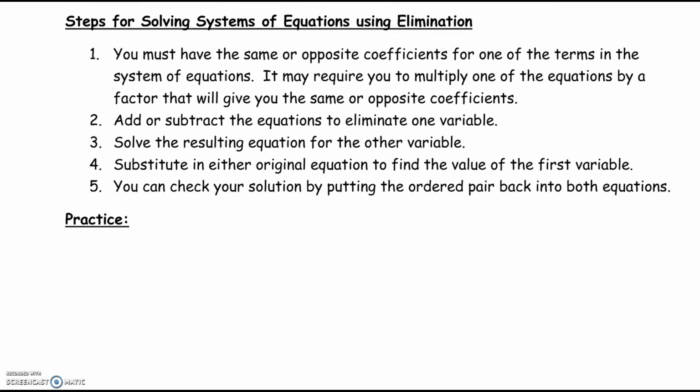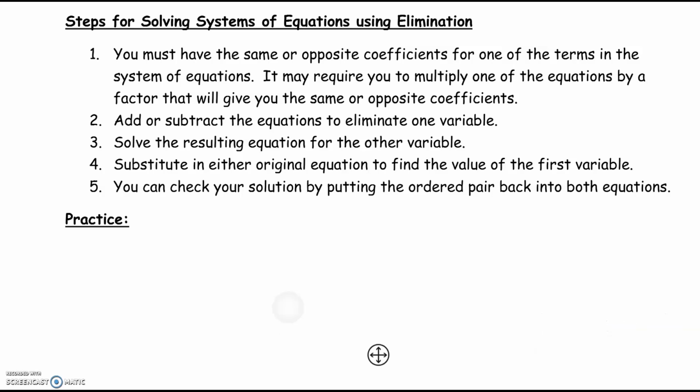I'll read these again. They usually don't make a whole lot of sense till we start applying them to the problems that we're doing. Step 1 says you must have the same or opposite coefficients for one of the terms in the system of equations. It may require you to multiply one of the equations by a factor that will give you the same or opposite coefficients. Remember, coefficients are the numbers in front of the variable. Opposite means one's positive and one's negative.